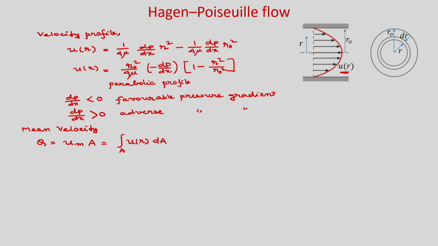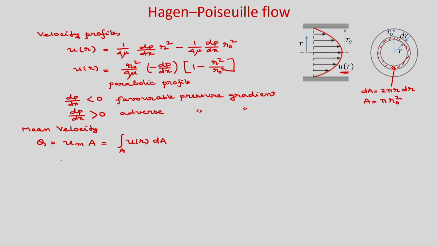In this particular case you can see that you have a circular cross section. So, at a distance r you take one elemental flow area, of thickness dr. So, what will be your dA in this particular case? dA will be 2 pi r, which is the perimeter, into the distance dr. This is the elemental area, and the total area is A equal to pi r naught square.